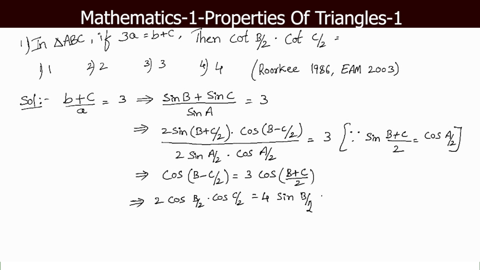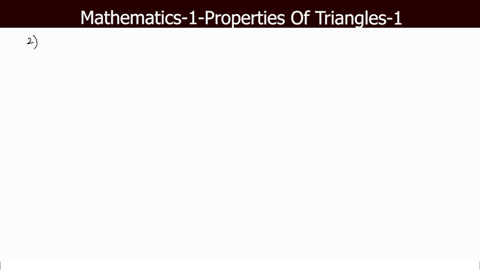Taking all cosines one side and all sines another side, you will have 2 cos(B by 2) cos(C by 2) equal to 4 sin(B by 2) sin(C by 2). So therefore, cot(B by 2) cot(C by 2) is equal to 2. So the answer is option number 2.